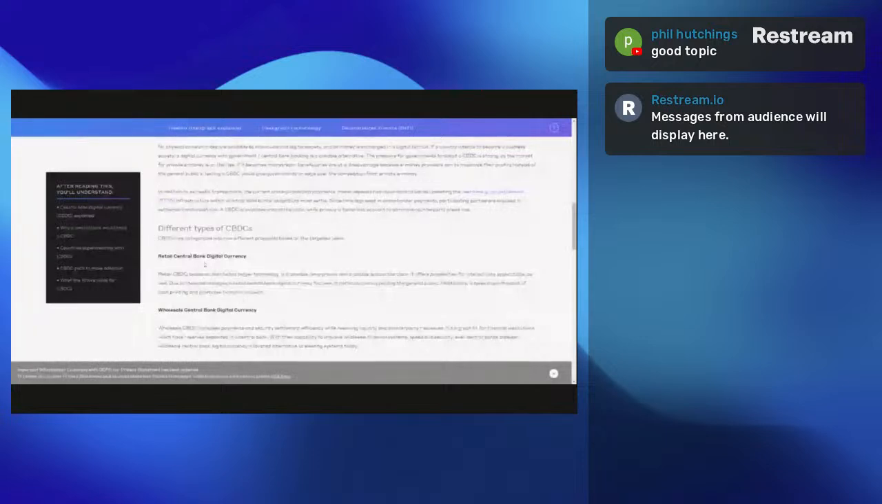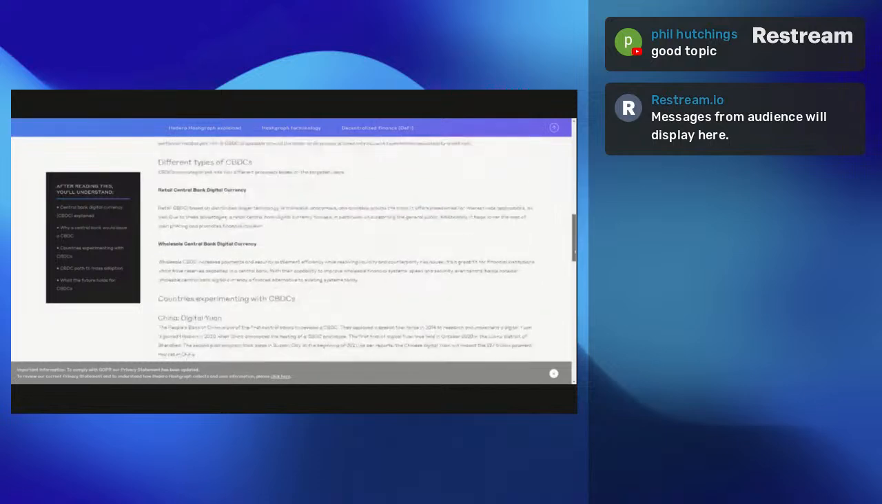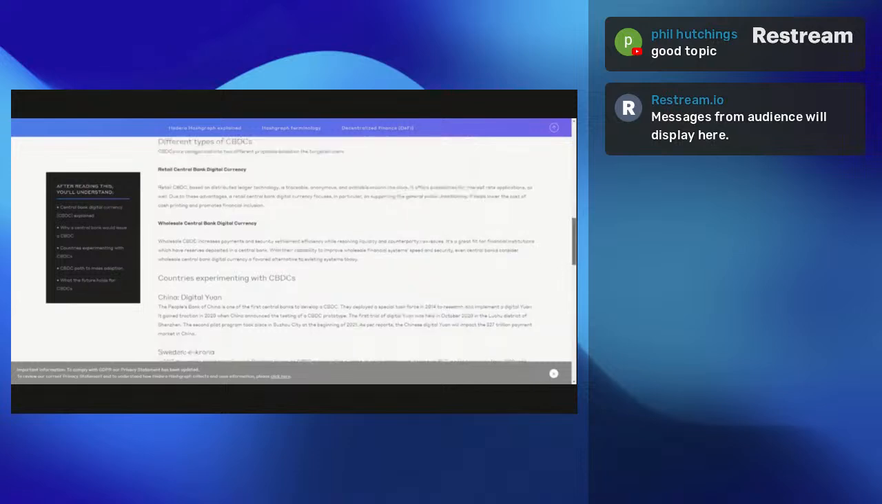There's the retail central bank digital currency. This is traceable, anonymous, available around the clock. It offers possible interest rate applications. There's a wholesale central bank digital currency, and this increases payment, security settlement, efficiently resolving liquidity counterpart risk issues.